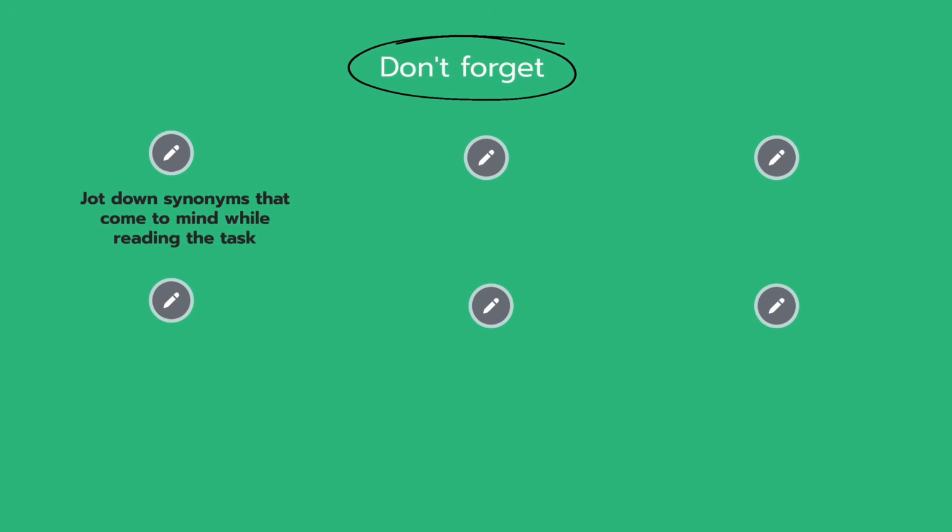Right, so let's remember very quickly what is important to do in this writing activity. First of all, once you have the task and you start reading the task, there is no time to waste. So I highly recommend that you jot down synonyms that come to mind when you are reading the activity. For example, if you have a term or an expression, just write on the side of your exam paper synonyms that come to mind.